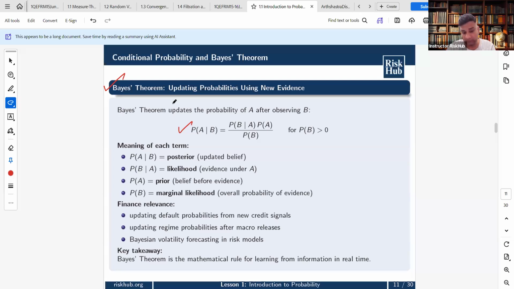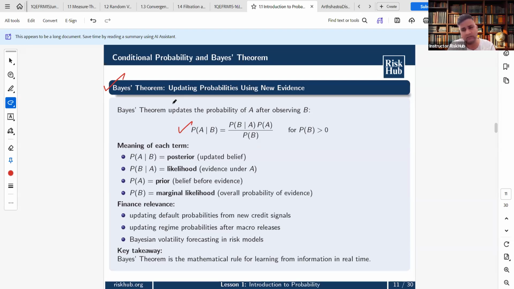The big idea is, suppose before seeing any information, you believe something. Then new information arrives. You observe the event. Now your belief should change. Bayes tells you exactly how much, and there are components which you should be well aware of when you're studying Bayes theorem. Very, very important to understand. Again, Bayes theorem is an extension of your conditional probability. So when you are studying Bayes theorem, make sure you keep in mind how exactly conditional probability was understood earlier.